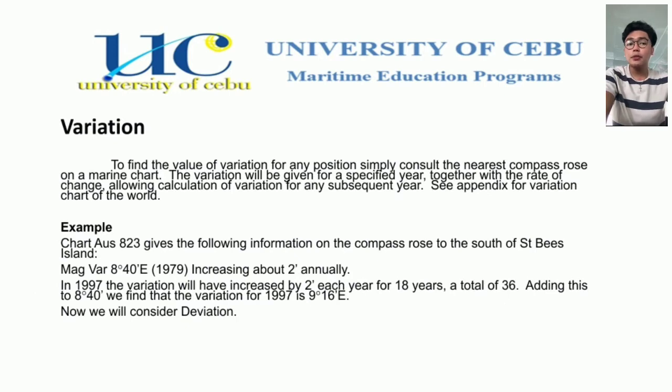So, to find the value of variation for any position, simply consult the nearest compass rose on a marine chart. The variation will be given for a specified year together with the rate of change, allowing calculation of variation for any subsequent year. See the appendix for the variation chart of the world. Example: chart AUS 823 gives the following information, the compass rose to the south of the island. Okay, so that is showing you the example.